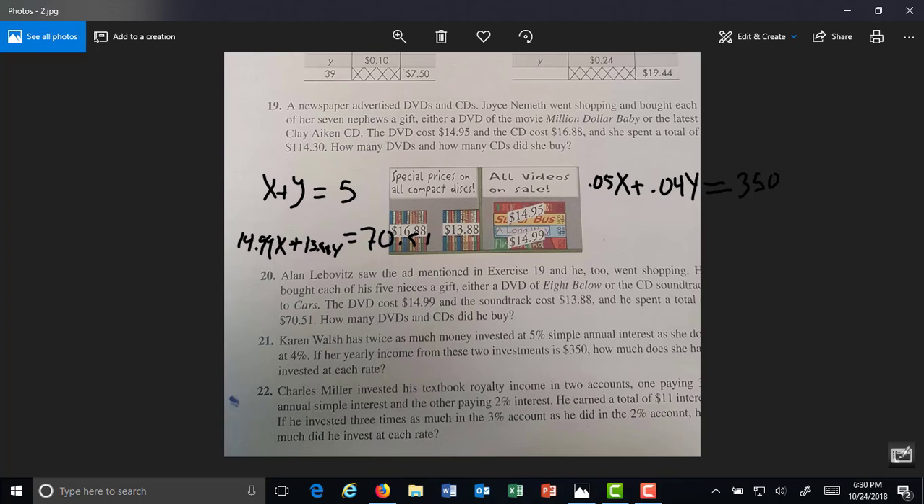well, it's a teeter-totter. Let's take a look at that, because here it says teeter-totter. Why? Because she has twice as much money in 5%, so we're calling X. You agree? So she has more money in X than she does in Y investment. Do you see that? It's a teeter-totter. It says so. How much does she have more? She has twice as much.